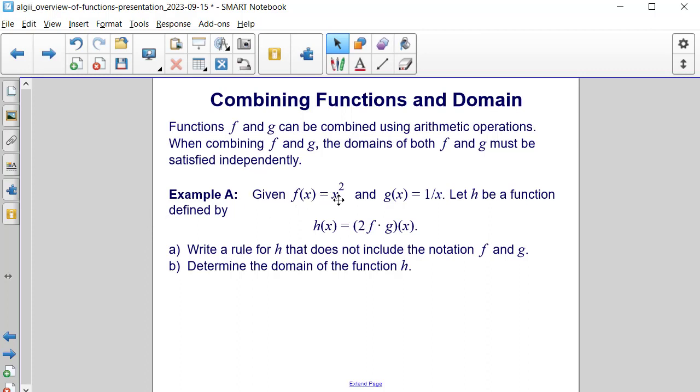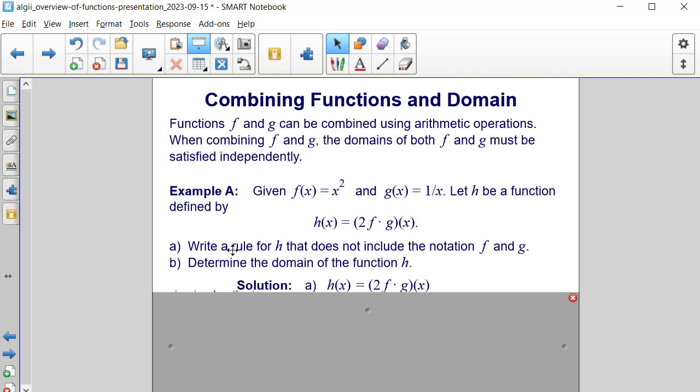We're given that f of x is equal to x squared and g of x is equal to 1 over x. Let h be a function defined by h of x is equal to 2 times f times g of x. We're going to first write a rule for h that does not include the notation of f and g, and then we are going to determine the domain of the function h. Let's begin with part A. Write the rule for h that does not include the notation for f and g.